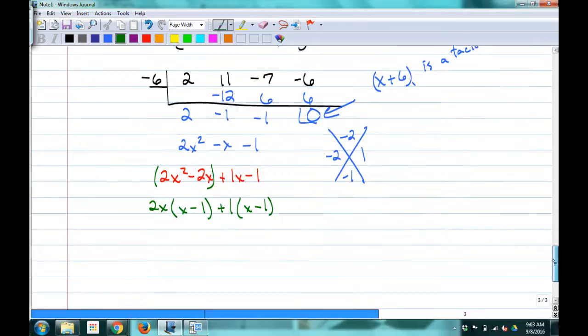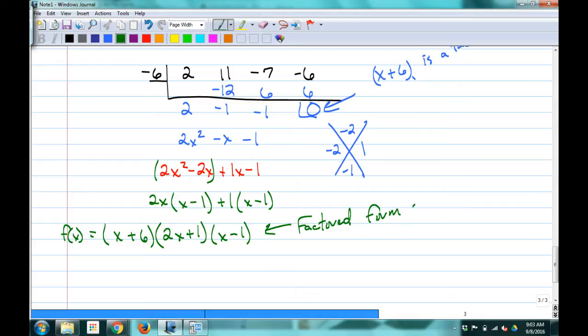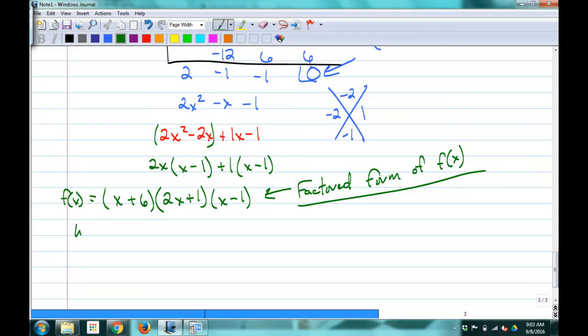So I get the factors then, 2x plus 1 and x minus 1. And then the factor that I found earlier was x plus 6. That's the factored form of f of x. That's what I wanted. What if I ask you, what are the zeros of f of x?